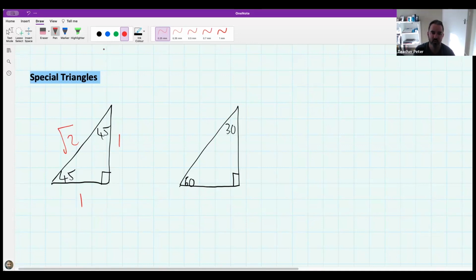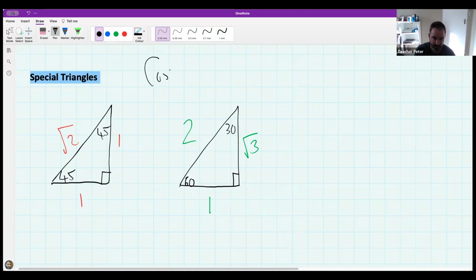And the other one always has a 1 opposite the 30. Then it has a 2 opposite the right angle. And then over here, it has a root 3. Now, what we're going to do after the break is we are going to use these triangles to evaluate things.